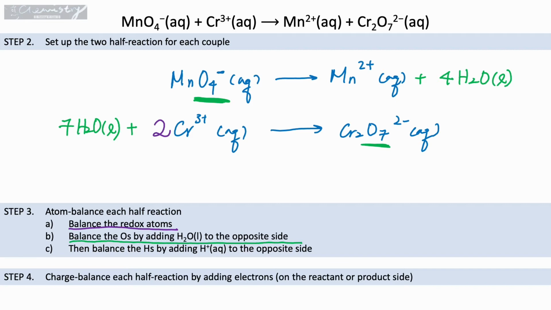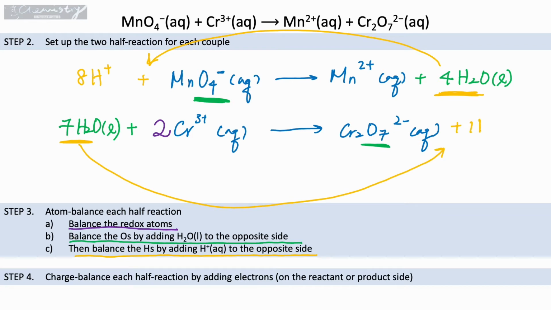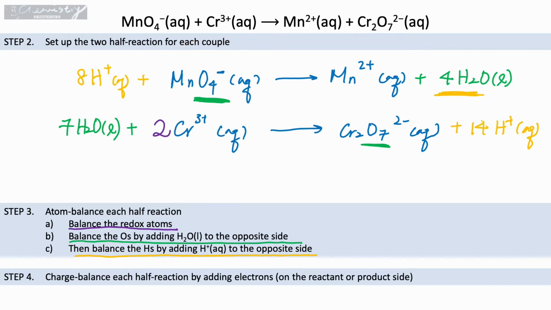The next step says that we balance the hydrogens by adding protons to the opposite side. Over here we have 8 hydrogens, so we're adding 8 protons to the other side. And in this case, we have 14 hydrogens, so we are adding 14 protons to the other side. These protons are going to have an aqueous state. So that is atom balancing. Now we have the same number of O's, H's, Mn, and Crs.